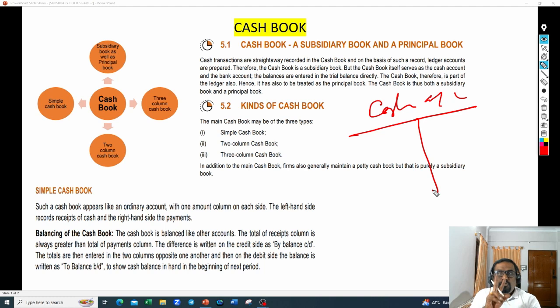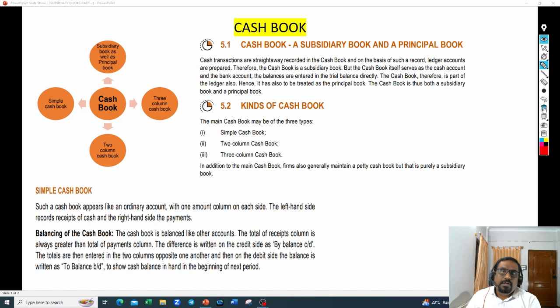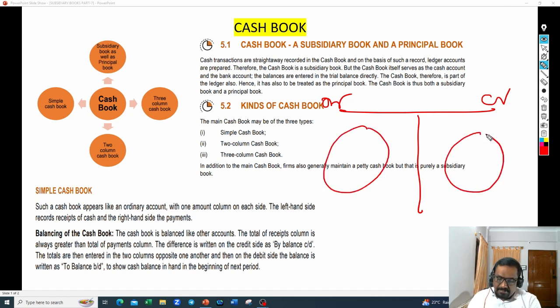So the cash book has two names. It will be considered as a subsidiary book and it will also be considered as a principal book. Are you clear so far? Right. Now, in the cash book, there are two sides, the debit side and the credit side. On the debit side we record receipts. On the credit side we record payments.